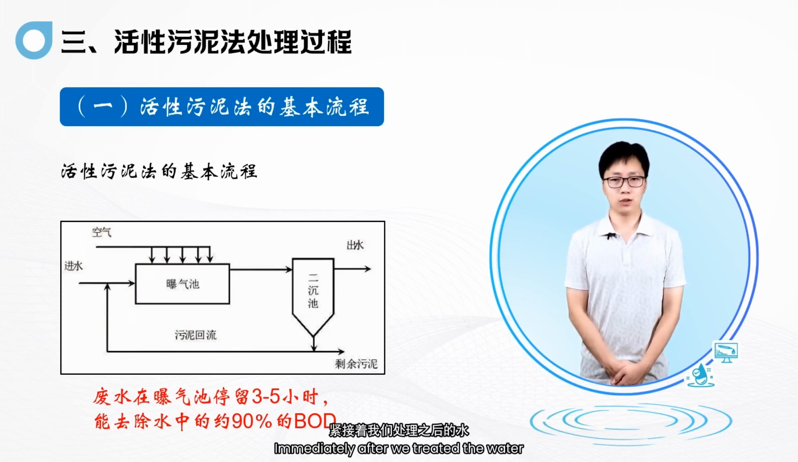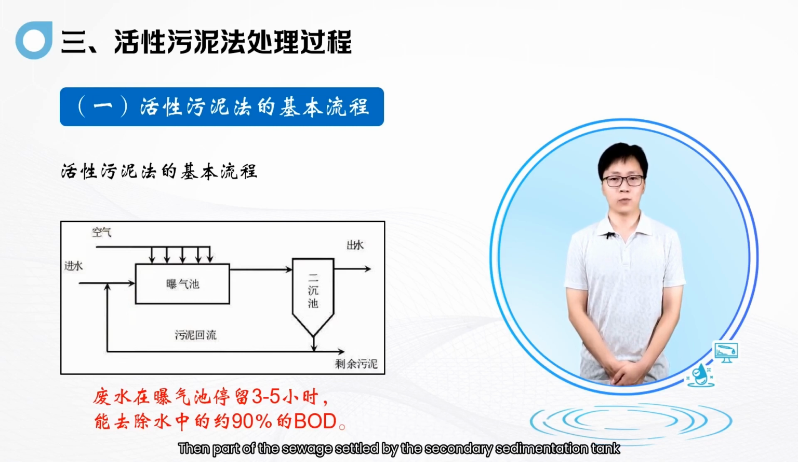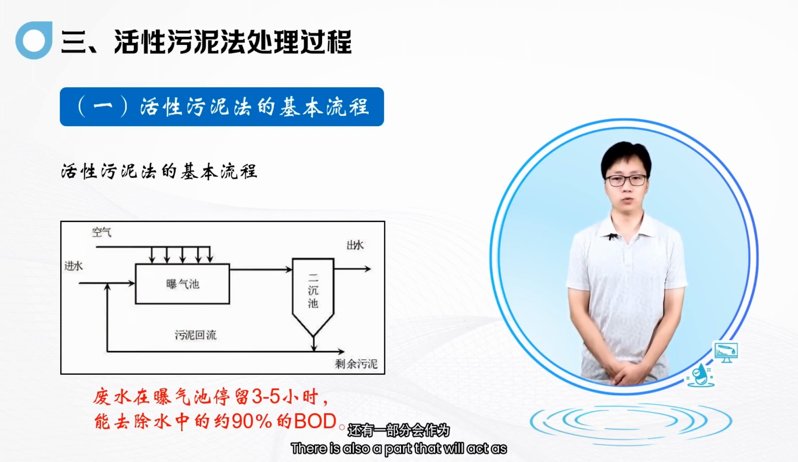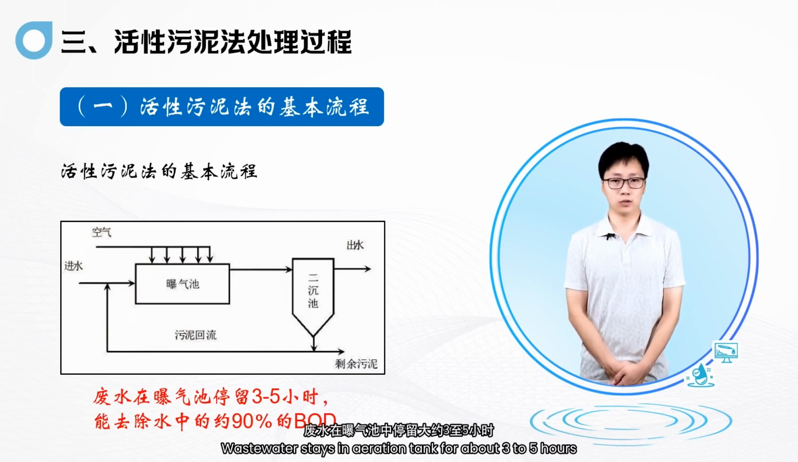Immediately after we treat the water, you can get the treated water out. Then part of the sludge settled by the secondary sedimentation tank will return to the aeration tank through sludge backflow. There is also a part that will be discharged as excess sludge. Wastewater stays in the aeration tank for about 3 to 5 hours, and 90% of the BOD in the water can be removed.